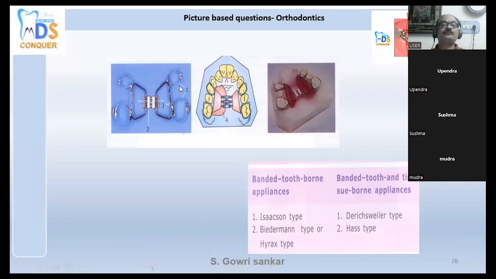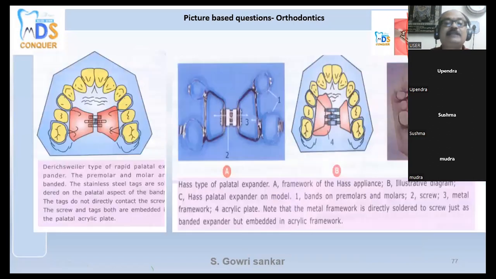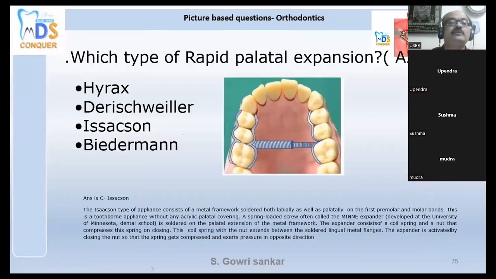So banded, first, banded takes support only from the tooth. Next is tissue borne, where they take support from the tissue. So banded tooth and tissue borne, both take support from the tissue and the bands. They are the Derichsweiler and the Haas type. If you have only banded, taking support from the tooth, then it is what is called the Isaacson or hyrax.